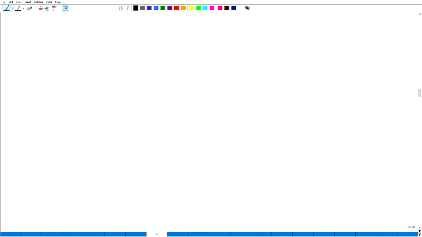Let's look at another question. So the question is this. We have a PV diagram given again. So the PV diagram is given and the process is something like this.